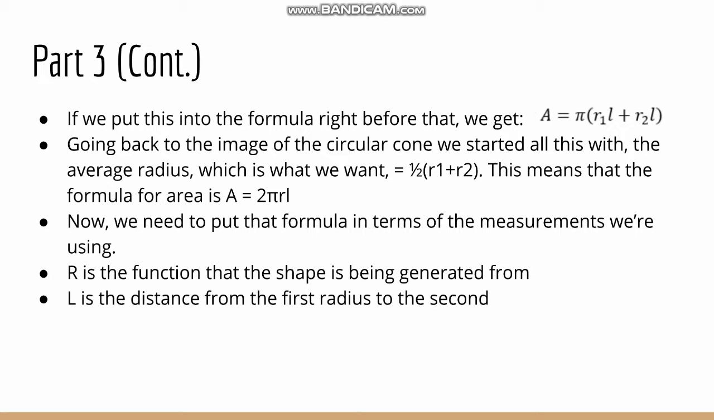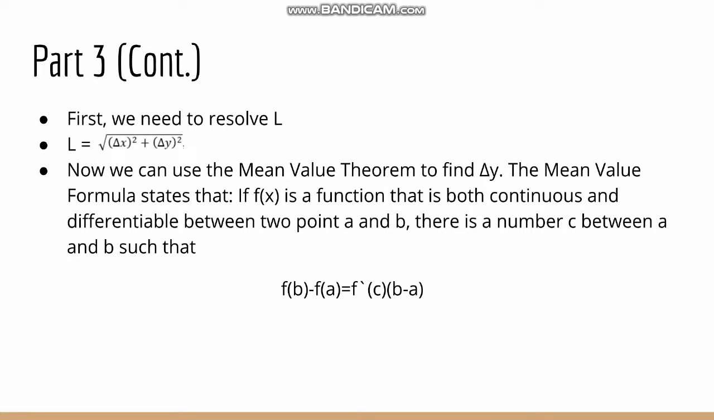And now we need to put that formula in terms of the measurements that we're actually using, since we don't know what R and L are in terms of an integral or a solid of revolution. So R, the radius, is the function that the shape is being generated from, in this case 1 over x, and L is the distance from the first radius to the second. Since this is a slice of a cone, that's actually the slant height of the slice. So it's essentially the hypotenuse of a triangle, where one side is delta x and one side is delta y. So L is the square root of delta x squared plus delta y squared.